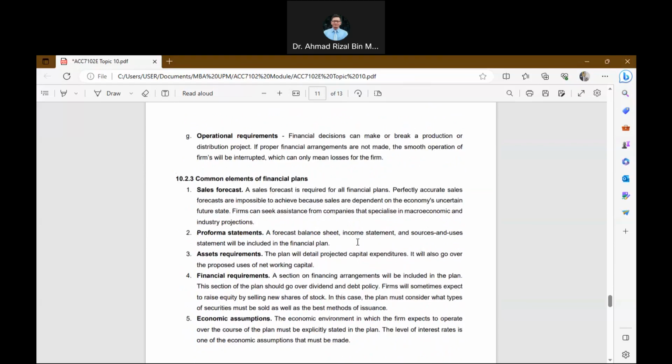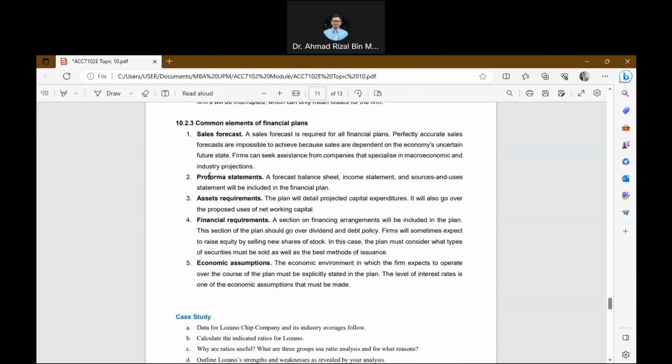So what do we normally have in the financial plan? You start with a sales forecast, right? And then you build the pro forma statements. Say, for example, you want to start June or July. Okay, now it's July, right? So you want to start forecasting.